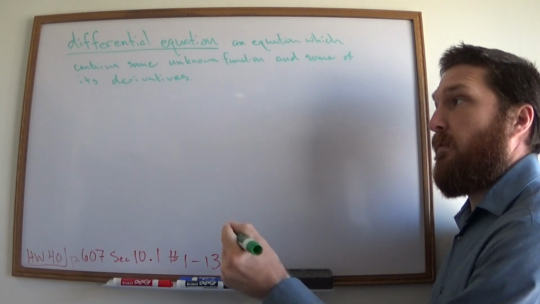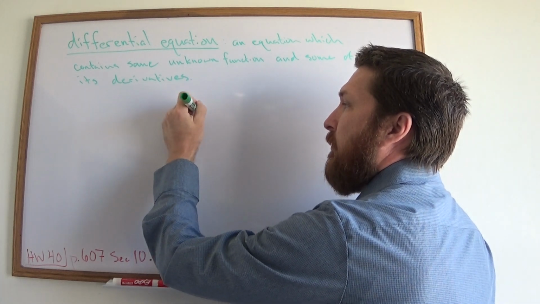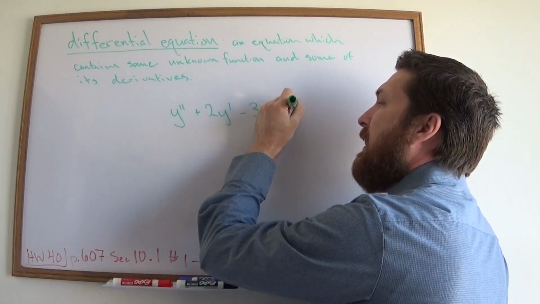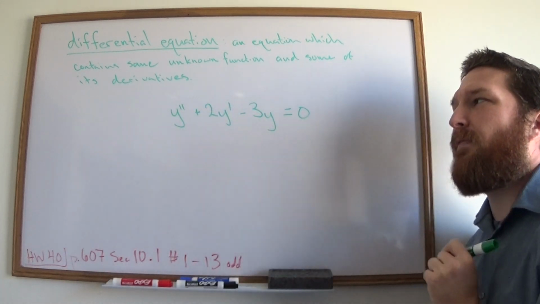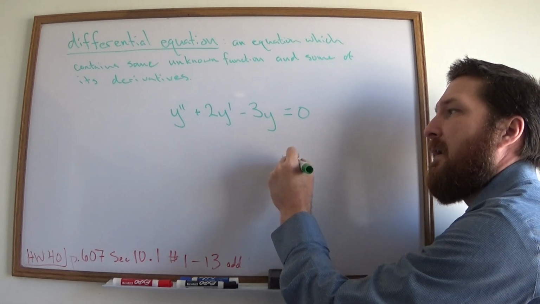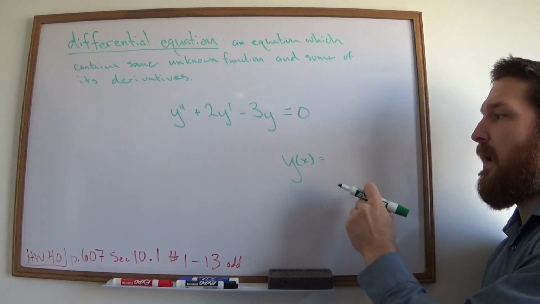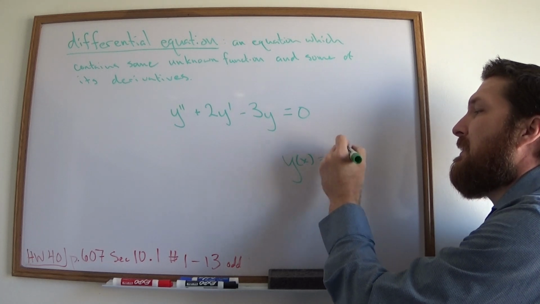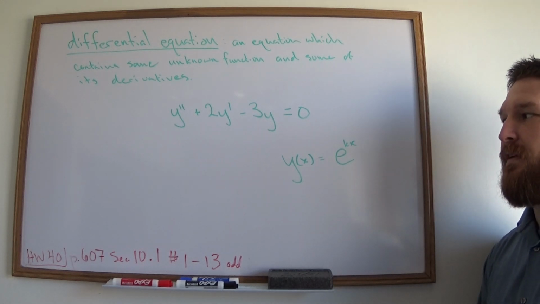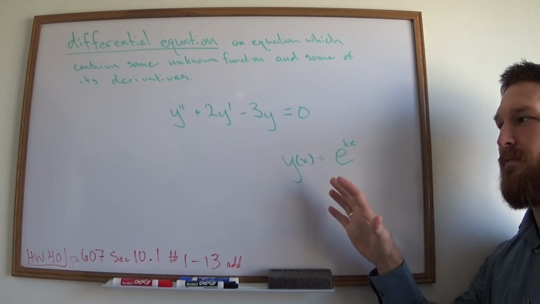For example, we've seen these before, right? We've had y double prime plus 2y prime minus, say, 3y equals 0. We've had something like this before, remember? And I said y of x, it could be of any variable, but let's just call it x, equals e to the kx solves this equation. Take the derivatives and figure out what k has to be. We've done stuff like this before.